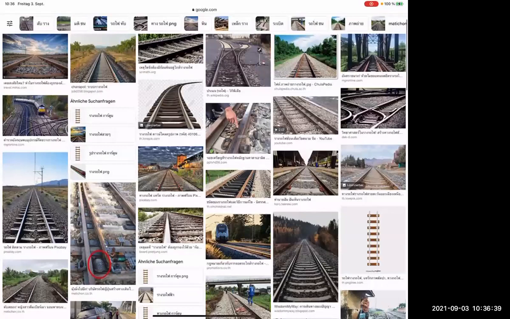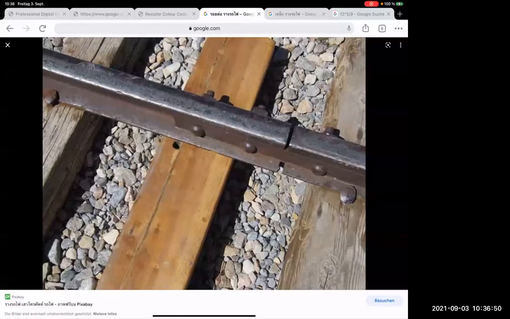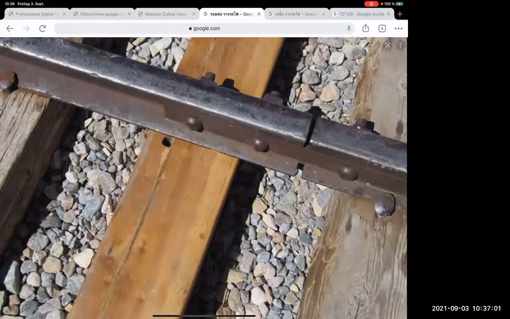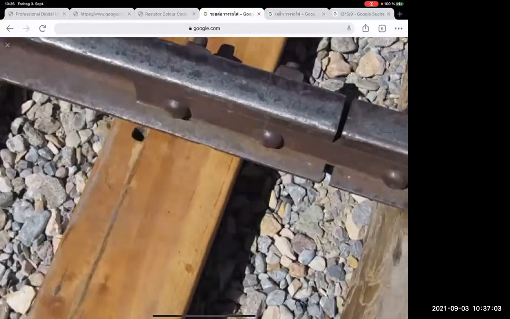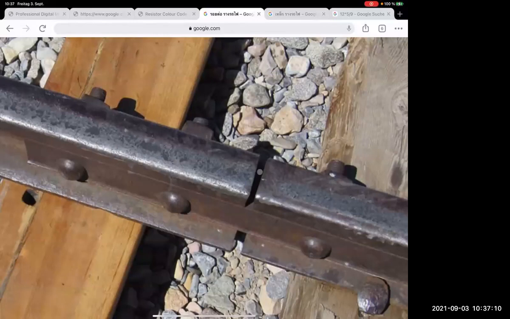Where? Here. Okay, here. You can see, right? You can see here, right? There is a space here. Okay, you can see that the piece of metal is not a single one. Okay, it's made of two pieces of metal. What is the reason behind it?